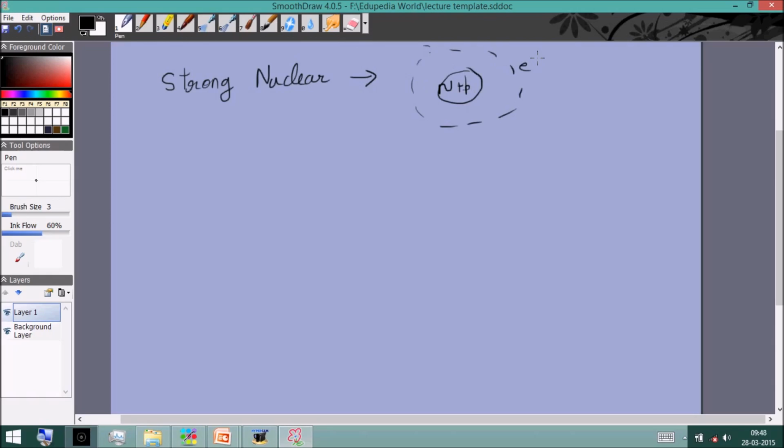The reason is that there is an attractive strong nuclear force between nucleons. And nucleon is just another term for neutrons and protons. So apart from the electromagnetic force and the gravitational force, all neutrons and protons exert on each other a strong nuclear force which is attractive.